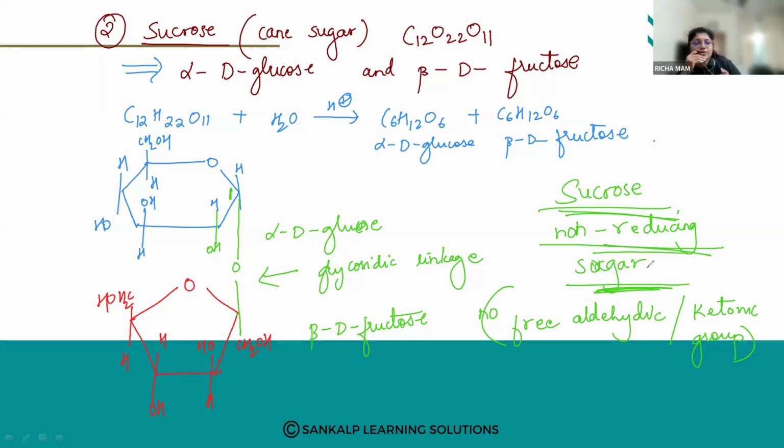Did you understand about sucrose? So what is sucrose? Sucrose is cane sugar. What is sucrose made up of? Sucrose is made up of one unit of alpha D glucose and another unit of beta D fructose. So this is the structure.